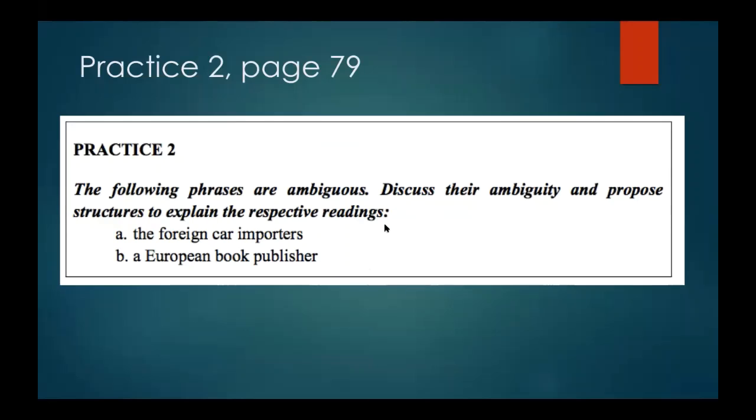Now, let's do this practice. Before we finish, practice number 2 on page 79. You have the foreign car importers and a European book publisher. The phrases are very ambiguous. So you can understand, let me show you some hints before you work. It can be a foreign car, and the importers import the foreign car. Or it can be about the car importers, and they are from another country, they are foreign. Okay, I gave you a hint.